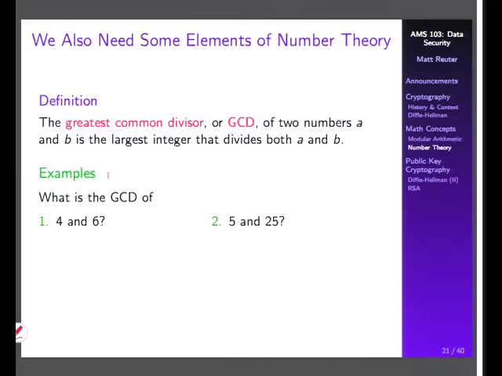And so one thing that we'll need, again, probably thinking back to elementary and middle school, is the greatest common divisor of two numbers. What that says is we have two numbers, a and b, and we're looking for the largest integer that divides both of them. Okay, so for a couple of examples, what's the greatest common divisor, or GCD, of 4 and 6?